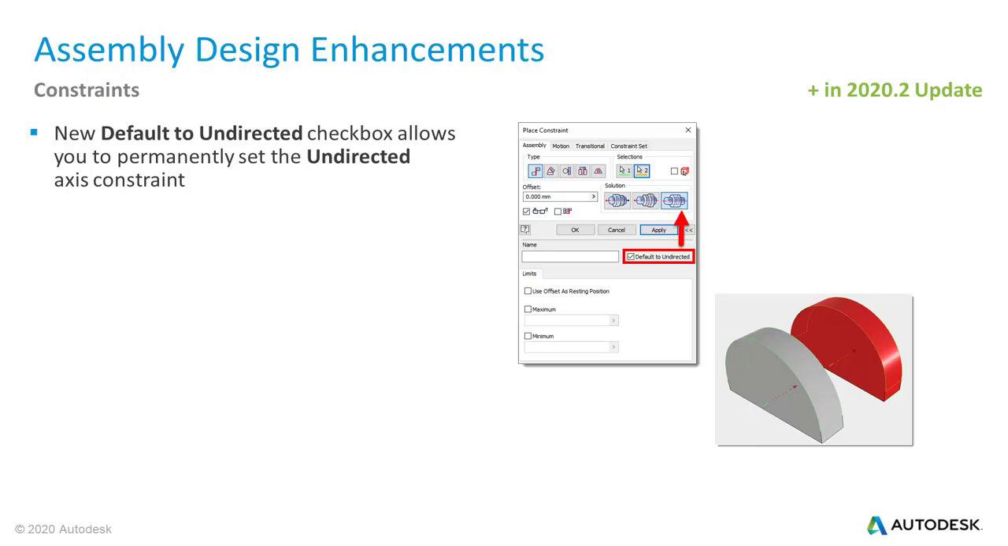So, the last enhancement for the assembly environment. There is a new Default to Undirected checkbox, which allows you to permanently revert to the Undirected option, which was the legacy behavior in previous Inventor versions. If unchecked and you create an axial constraint, Inventor tries to predict the best solution for creating the constraint.